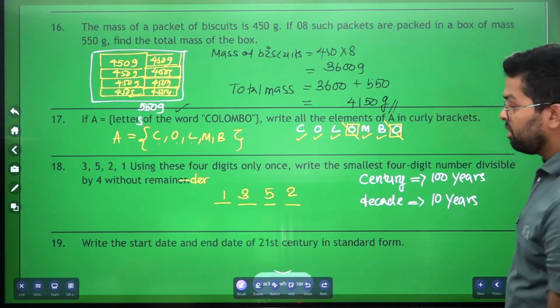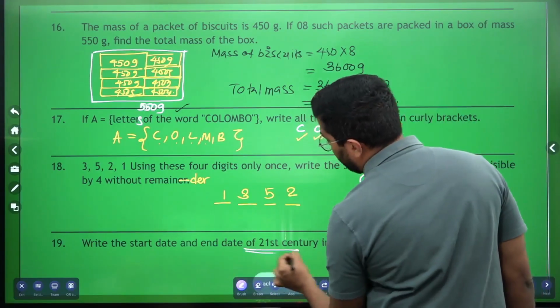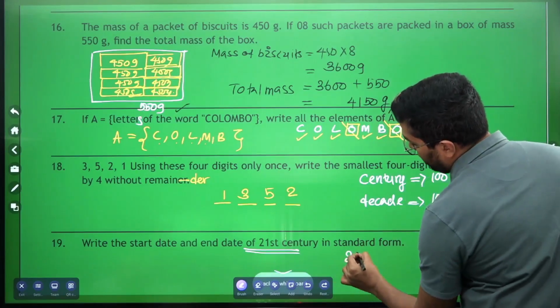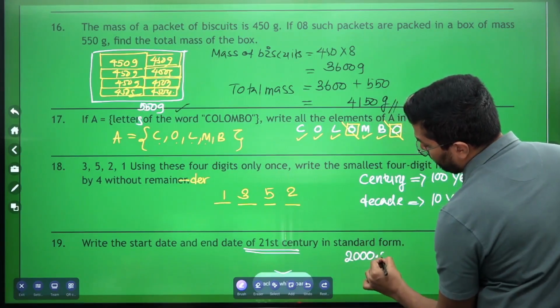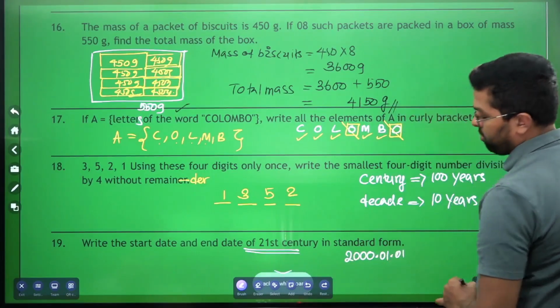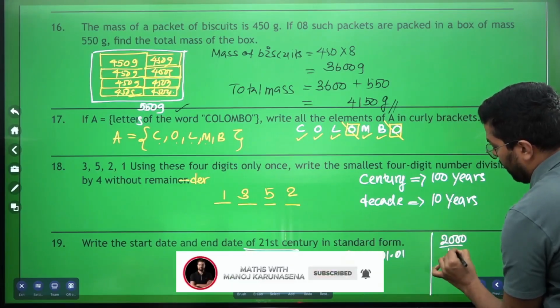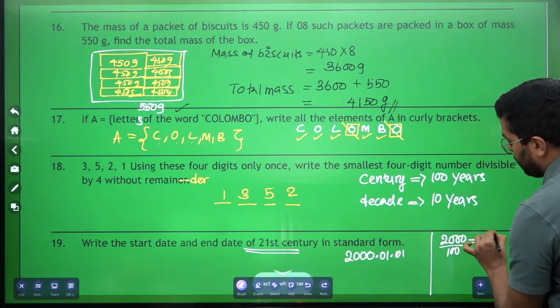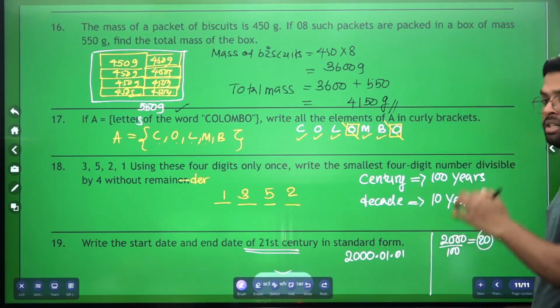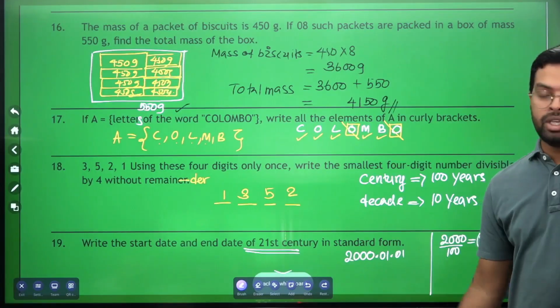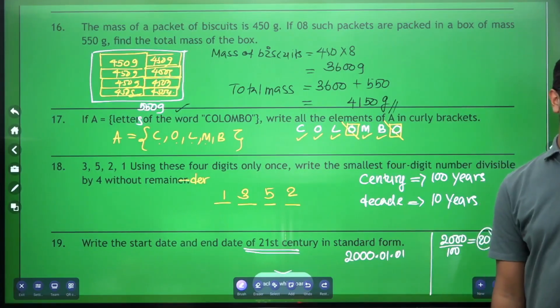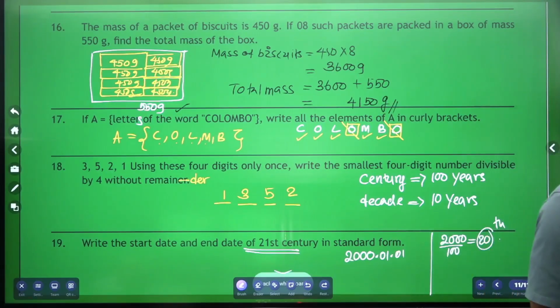Can you remember? So what is the starting date of the 21st century? It's 1st of January 2000. When you divide this 2000 by 100, the answer is 20. So that means the 20th century is gone, past. So the year is falling into the 21st century. So the start date of the 21st century is 1st of January 2000.